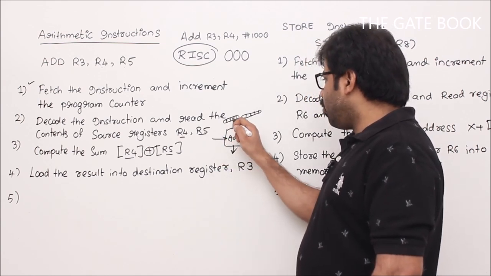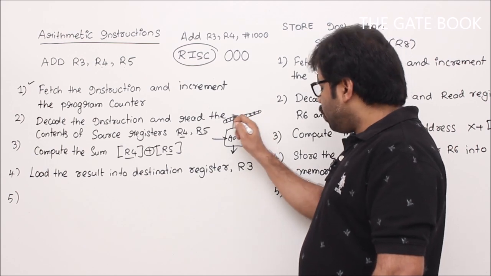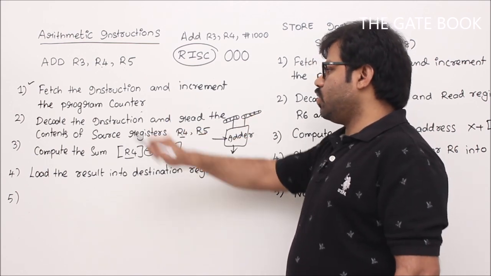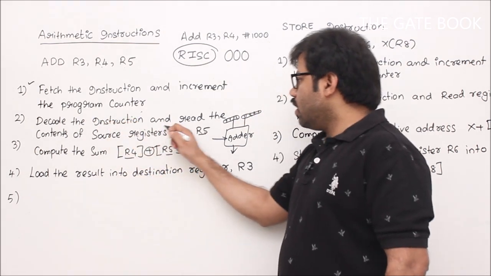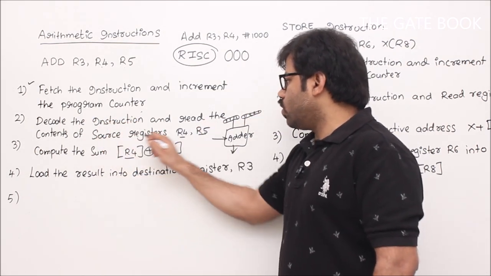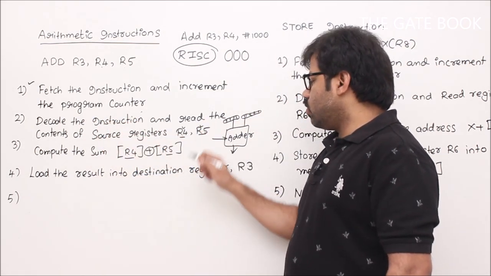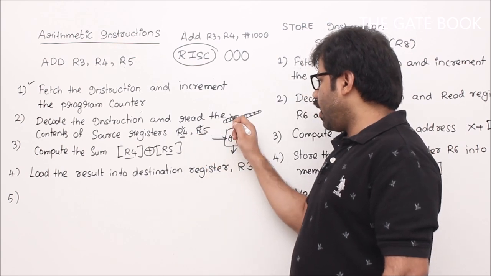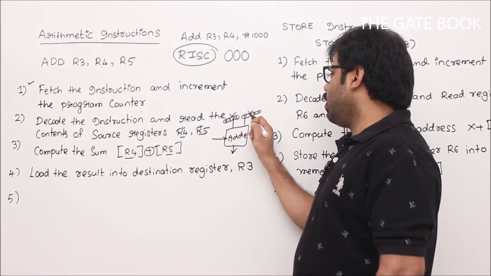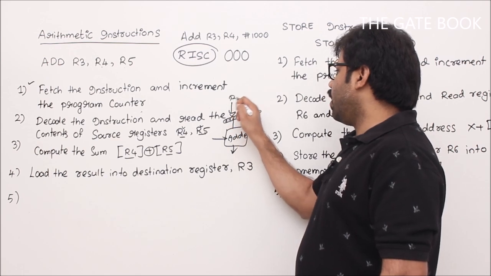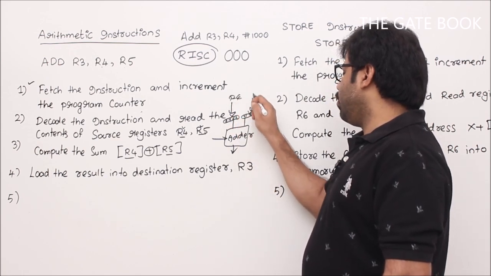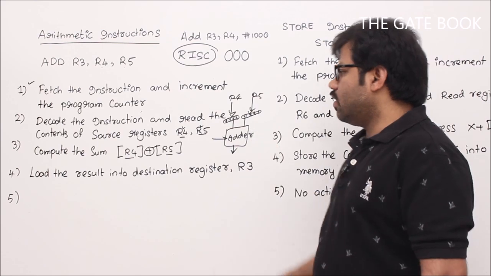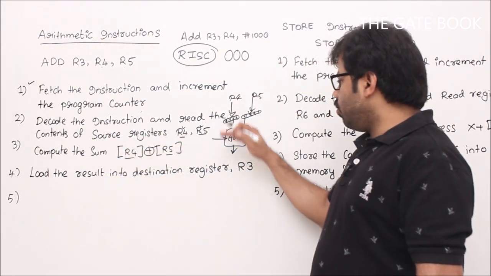The only thing is we have to supply the data. The supply of data is done at the second step. You see, decode the instruction and read the contents of source registers R4, R5. So the contents of R4, R5 are read here like this. R4 will be read here and R5 data will be read here. Then the third step will be just computation.